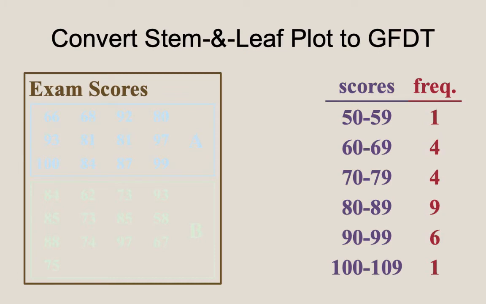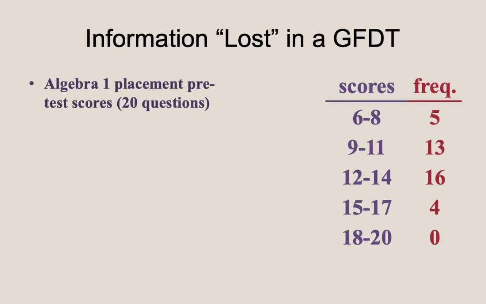Let's return to the GFDT for the entire class of 25 students. One key thing to note is that if you are only given the GFDT and not the raw data, then you have a summary that takes up less space, but it comes at a cost. In particular, we actually lose information about the actual data if we only have the GFDT. Let's explore this idea a bit further with another example.